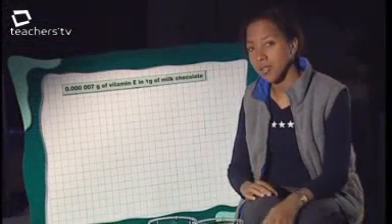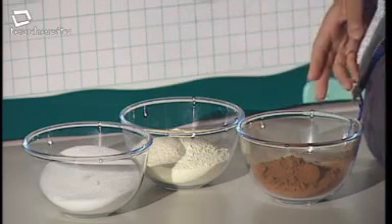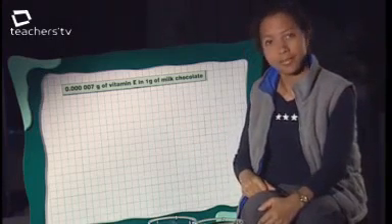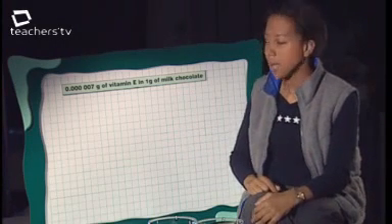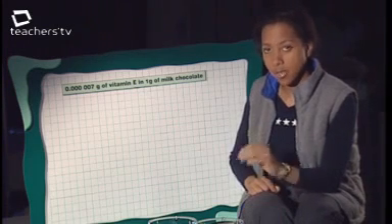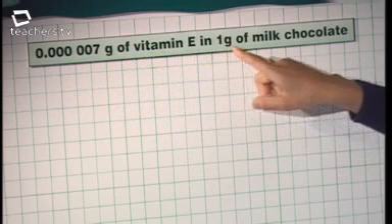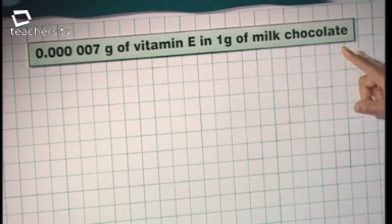There are three main ingredients in chocolate: sugar, milk powder and cocoa powder. Mix them all together, add a little bit of magic, and you're in chocolate heaven. But there are also other substances in chocolate too, in tiny amounts. For example, there's 0.00007 grams of vitamin E in 1 gram of milk chocolate.